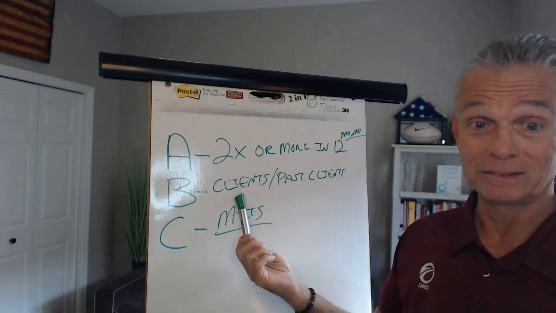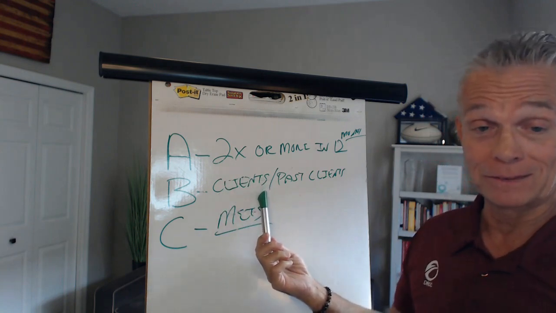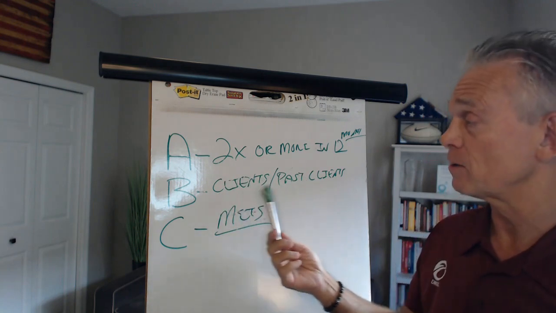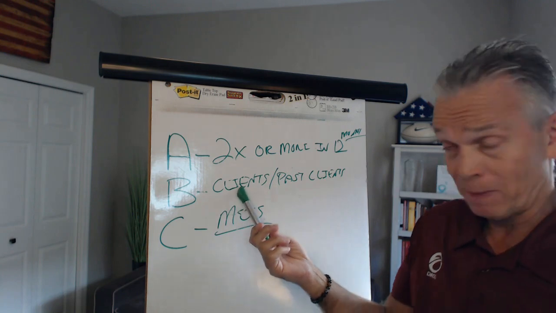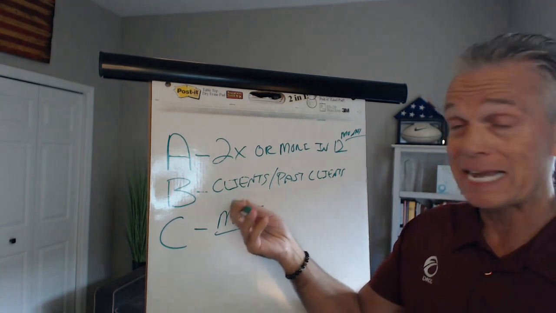Here's my second one. These are current clients that already paid me money, or past clients if you're mortgage or real estate, right? If I'm in insurance, these are my current policy holders. You've got a policy written with me. These are my people. They're giving me money every month.